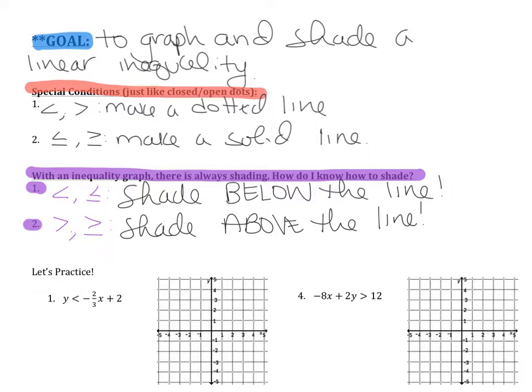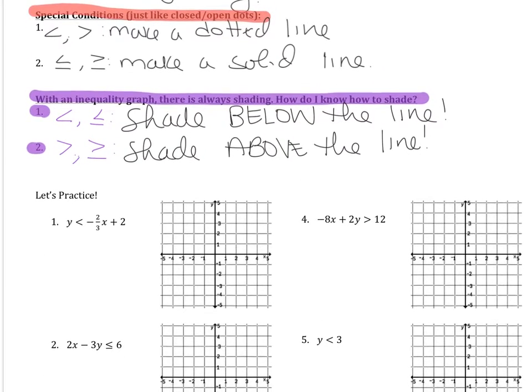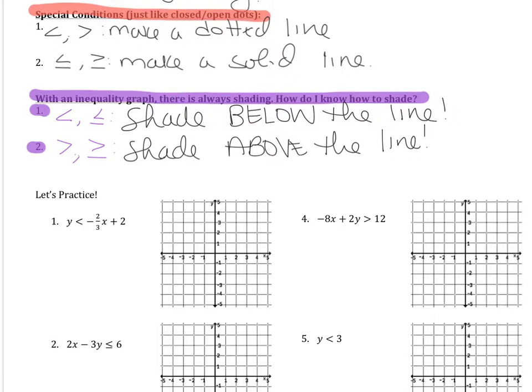And I'm going to show you all how to do this, so don't stress out. So we're going to take a look at my first example. I'm going to pretend this inequality is not here, and I'm going to graph this just like I would do before. How do I graph a line? Well, I've got to find m, I've got to find b.